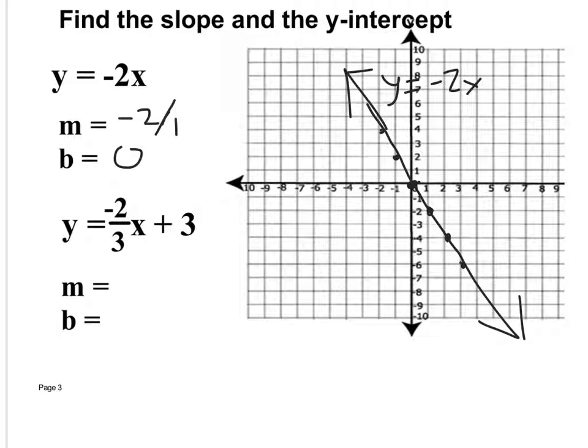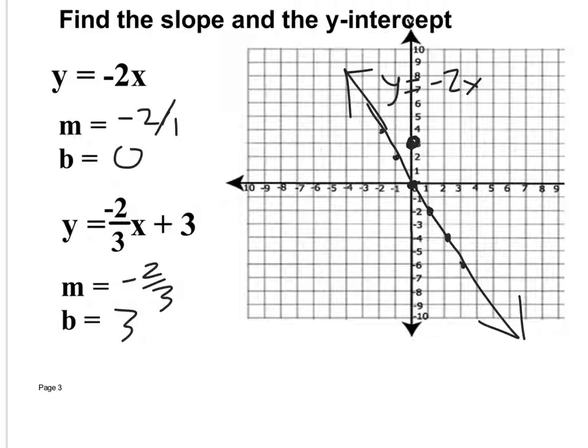Y equals negative 2/3 x plus 3. So my m, my slope, is the number that touches x. It's in front of x, so it's negative 2/3. That means it goes up 2 over 3 every time. My b is the number that's by itself, so that's 3. So I go to that point on the y, I start at 3. I put a dot, and then I go with my slope.